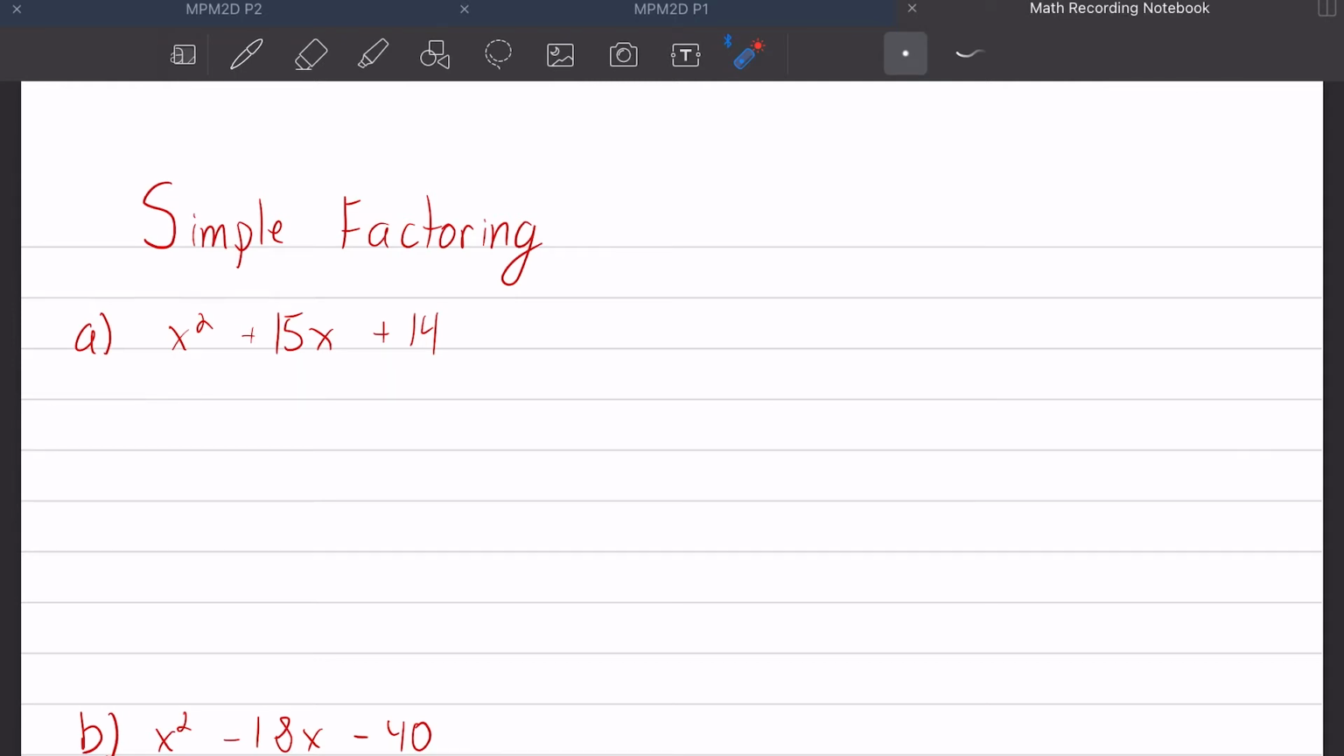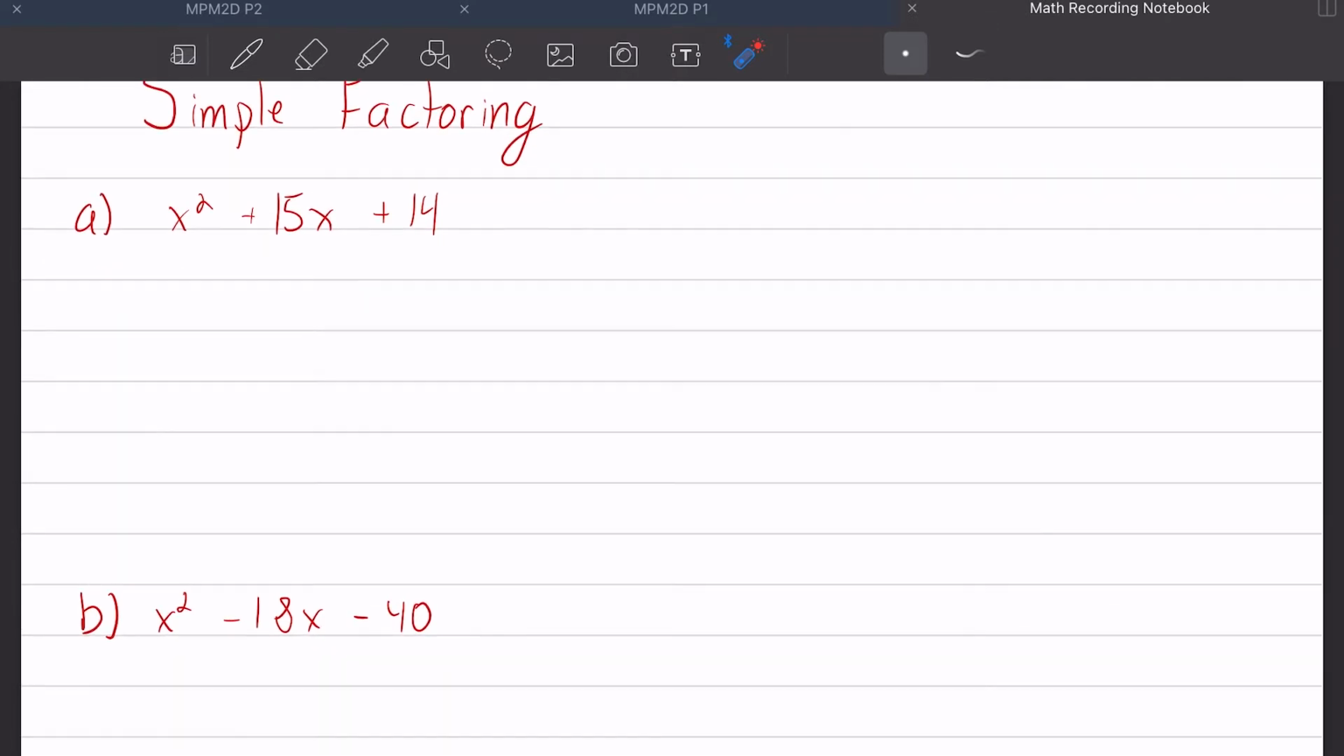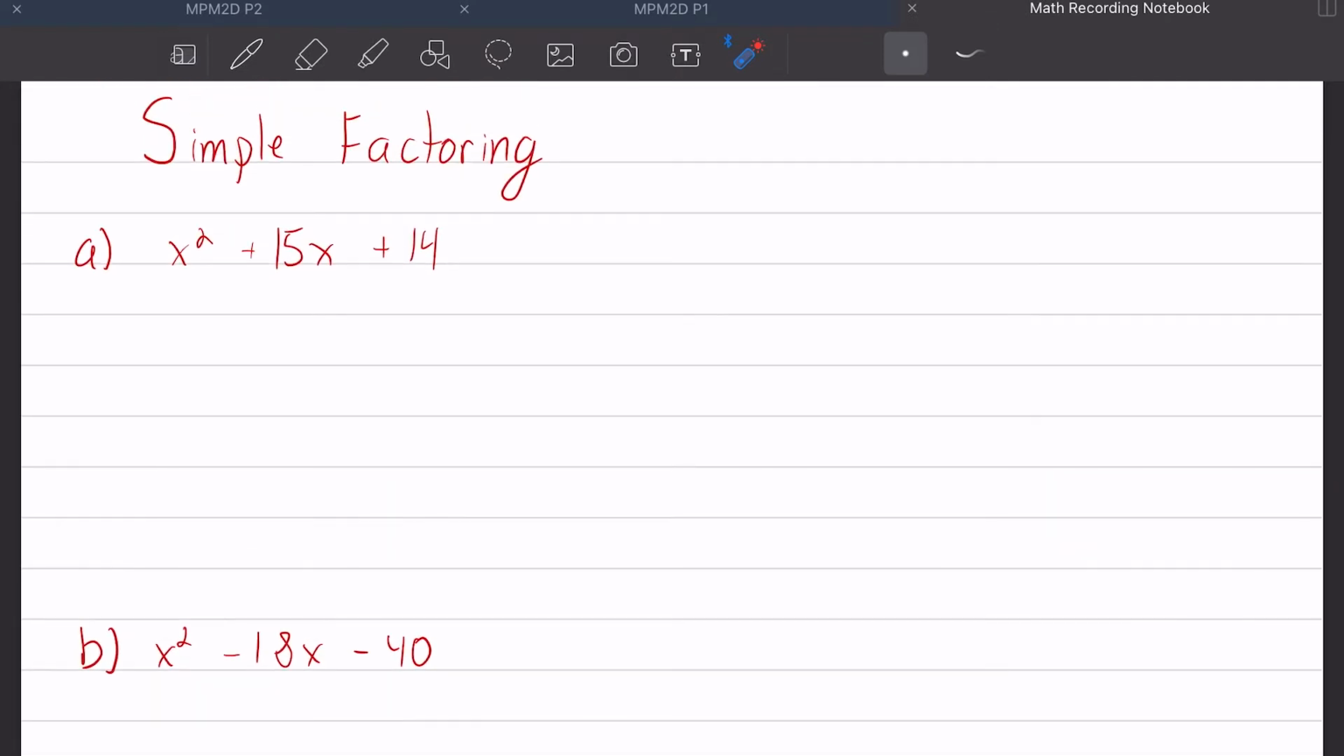Okay, welcome to the second video, a reminder of factoring. What we're looking at here is simple factoring. This particular example is going to show us simple factoring utilizing the sum product or product sum form.